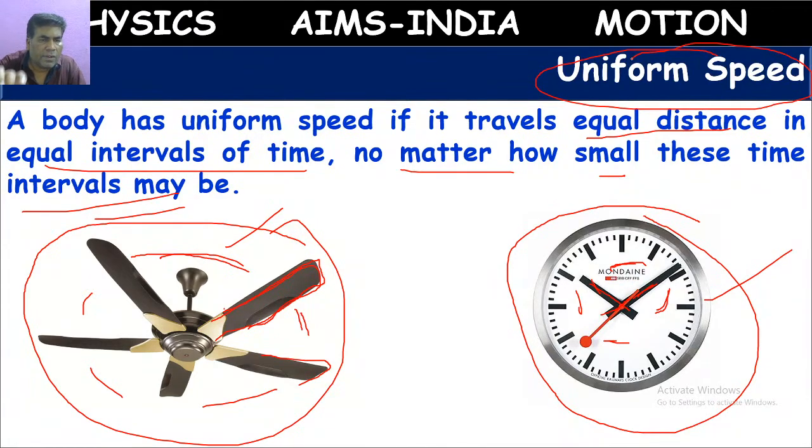If you change the speed of a fan, its speed will change. But if you keep on the same speed, they will move with the same speed. Okay. This is about uniform speed, meaning traveling equal distances in equal intervals of time.